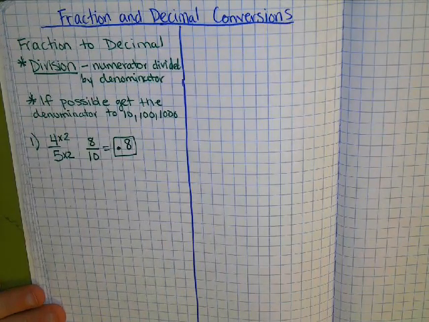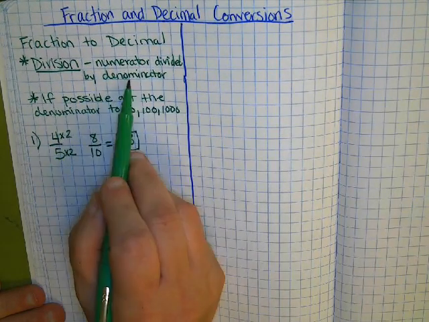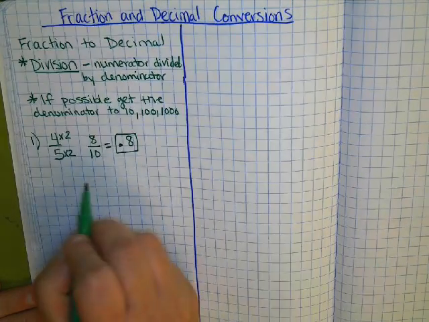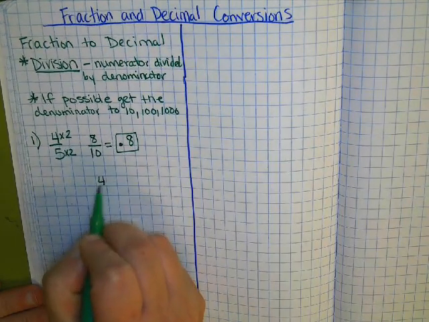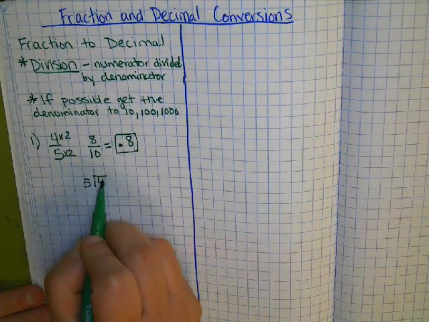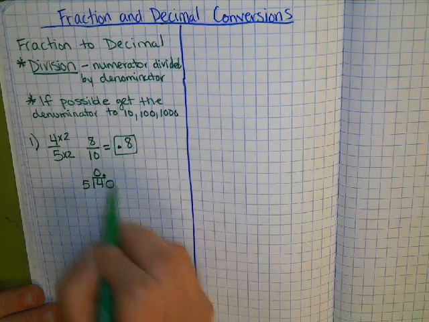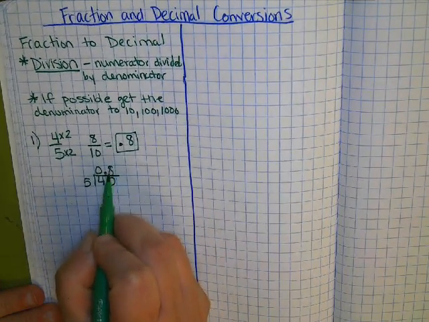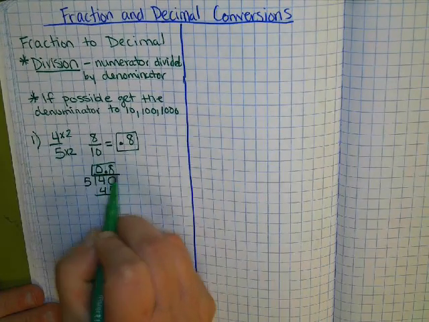But say we didn't see that that was a 10. We can divide the top number by the bottom number. Numerator by the bottom, so our numerator goes on the inside. 4 divided by 5. 5 can't go into 4. Add a decimal, add a 0. 5 can go into 40. 8 times 5 is 40 with 0 left over. I still get the same answer.